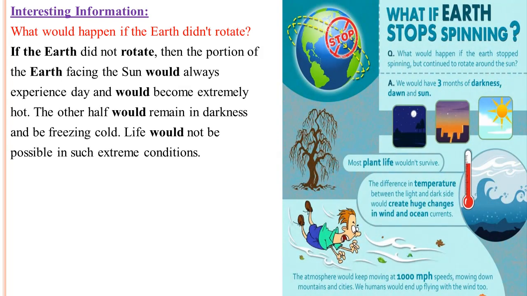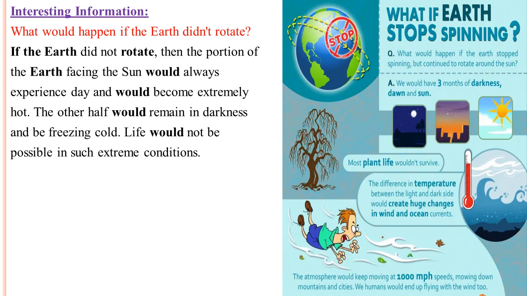Another interesting information: what would happen if the Earth didn't rotate? If the Earth didn't rotate, then the portion of the Earth facing the sun would always experience day and would become extremely hot. The other half would remain in darkness and be freezing cold. Life would not be possible in such extreme conditions. In the given picture, you can see that there are some points which are related to this question, that we would have 3 months of darkness, dawn and sun.